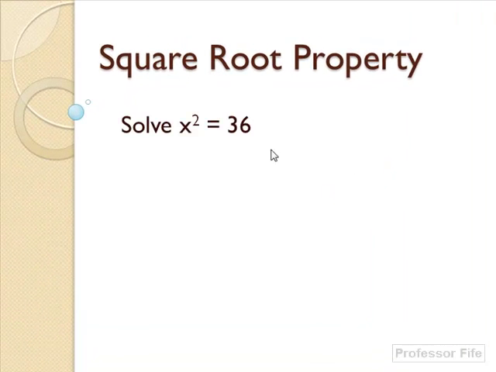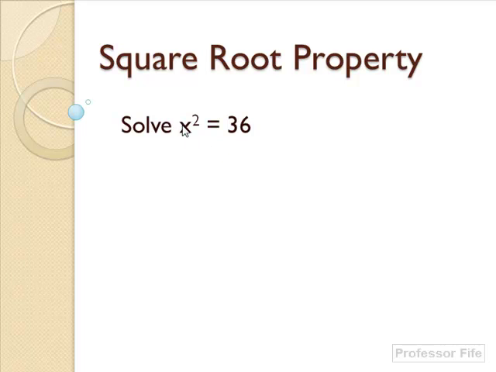So for example, if we want to solve x squared equals 36, this equation is asking what number, when you raise it to the second power, gives you 36. And we know that 6 to the second power is 36. But we also know that negative 6 to the second power is 36. So you get two answers, 6 and negative 6.